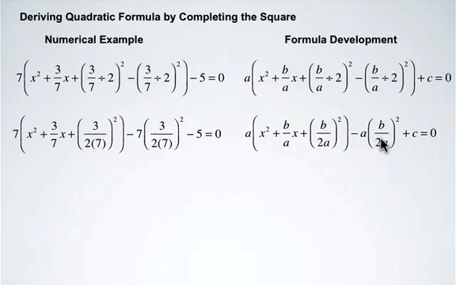We did the same over here. So here's our plus b divided by 2a squared. And then our b divided by 2a squared is here, times the a. We have to multiply it by the a because when this was inside this bracket, it was being multiplied by a.